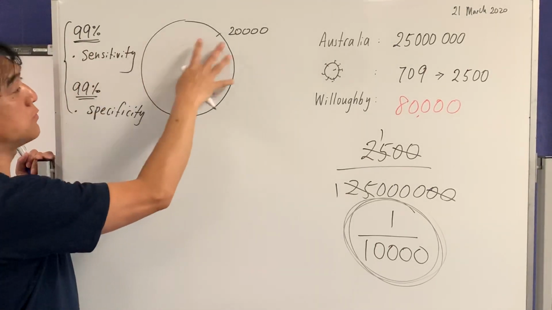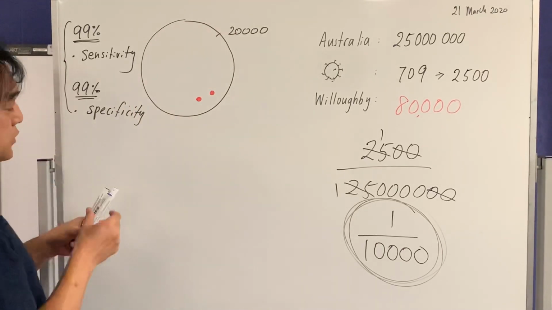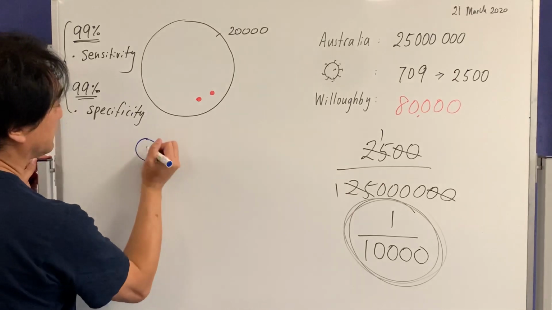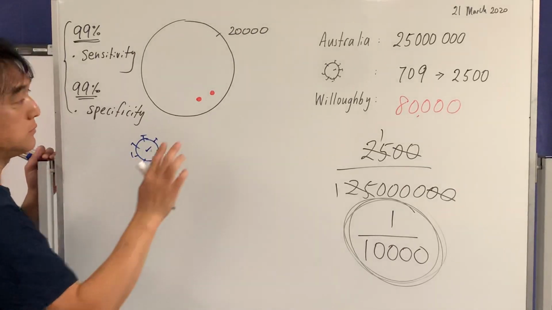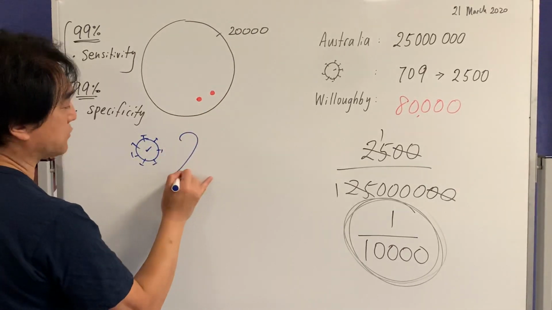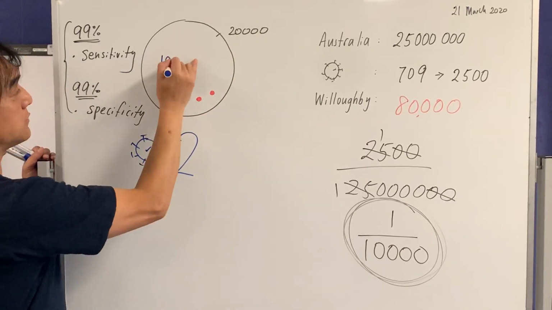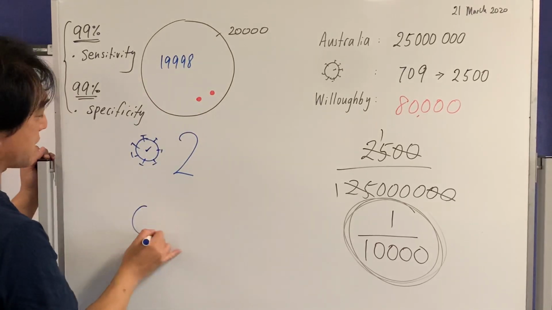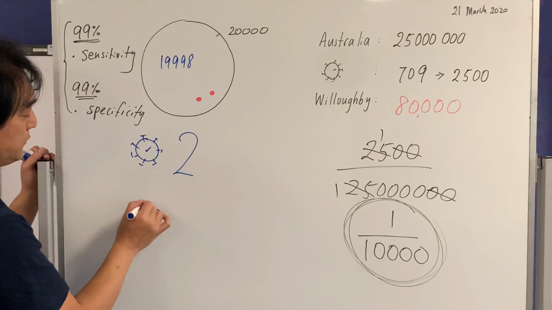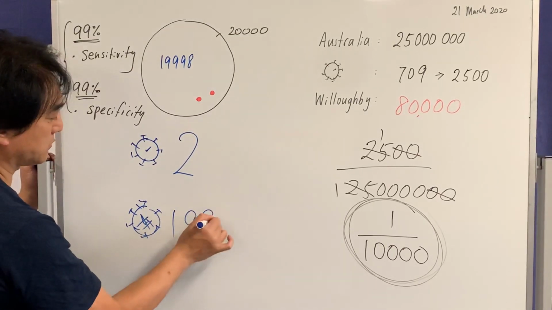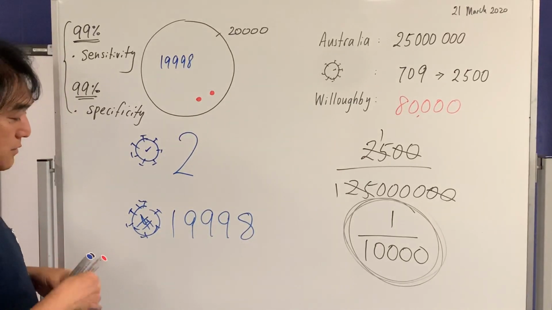So I'm using this test kit. I'm testing 1/4 of the Willoughby population. So, according to the picture, we know that only 2 people have coronavirus, actually. 20,000 take away 2 is 19,998 people who do not have coronavirus. We're going to test them.